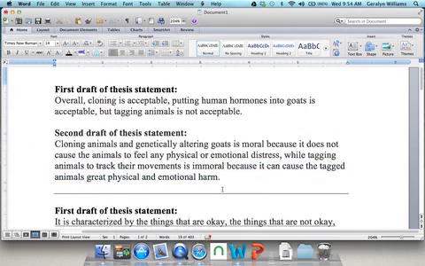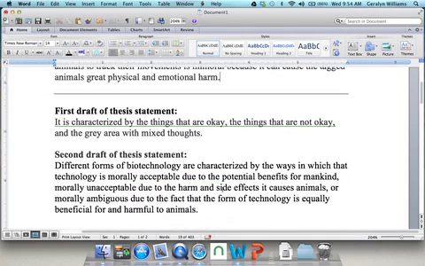Okay. For the second thesis statement that I took a look at, this was on a different paper. The thesis statement originally read, it is characterized by the things that are okay, the things that are not okay, and the gray area with mixed thoughts. So this is a very good start because I can clearly see that this section is about the first body paragraph. This is going to be the second body paragraph. And this is going to be the third body paragraph. So it just needs to be tightened up.